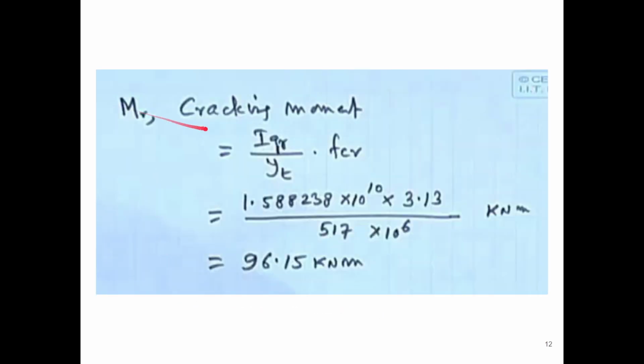So the Mr value, which is the cracking moment, will be equal to Igr by Yt into fcr. These values we will find in Annexure C of IS 456. So this Mr cracking moment is Igr by Yt into fcr, which is 1.588238 into 10 to the power 10 into 3.13 by 517 into 10 to the power 6 kilonewton meter, and that comes out to be 96.15 kilonewton meter.